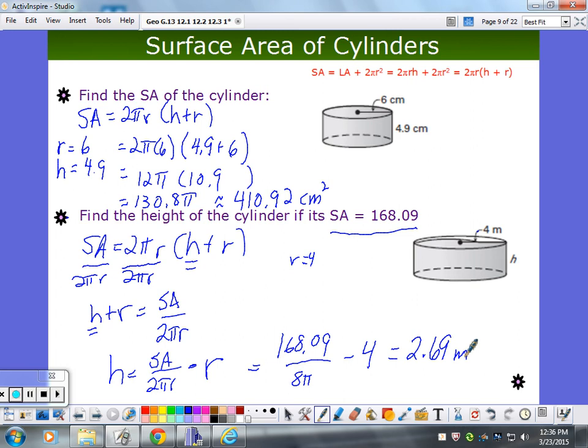Correct? So your algebra needs to be tip-top here. You need to be really, really careful making substitutions. You need to be really, really careful when you put it in your calculator. This has to be grouped in the calculator, or it will use the order of operations in a way you probably don't want. What do you think so far? You got it.